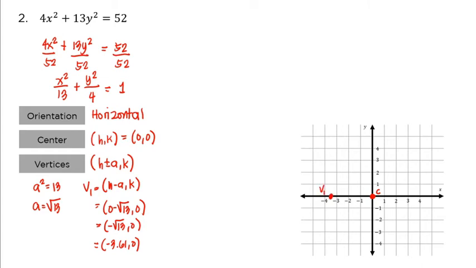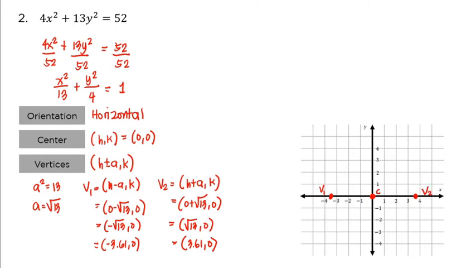Okay, for our second vertex naman, V sub 2. V sub 2 is just h plus a, k. So we have 0 plus square root of 13, 0. And that is square root of 13, 0. So square root of 13 is just 3.61, 0. So it is somewhere here. Okay, so this is our second vertex.